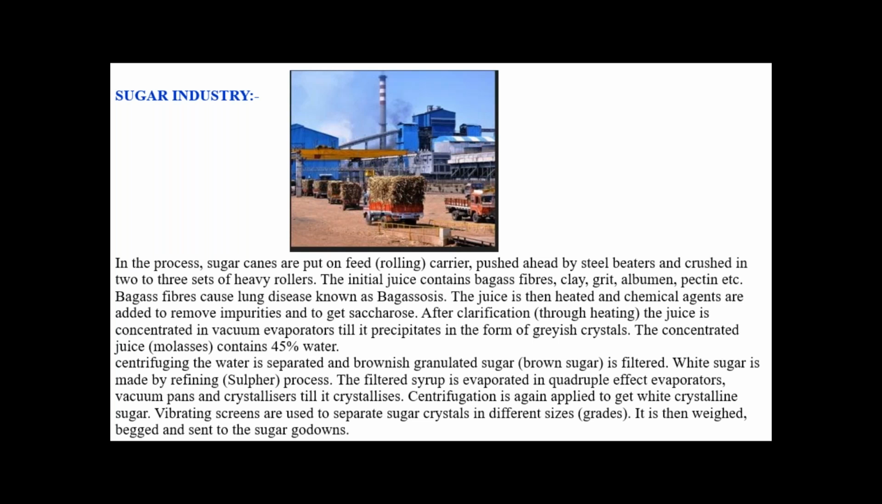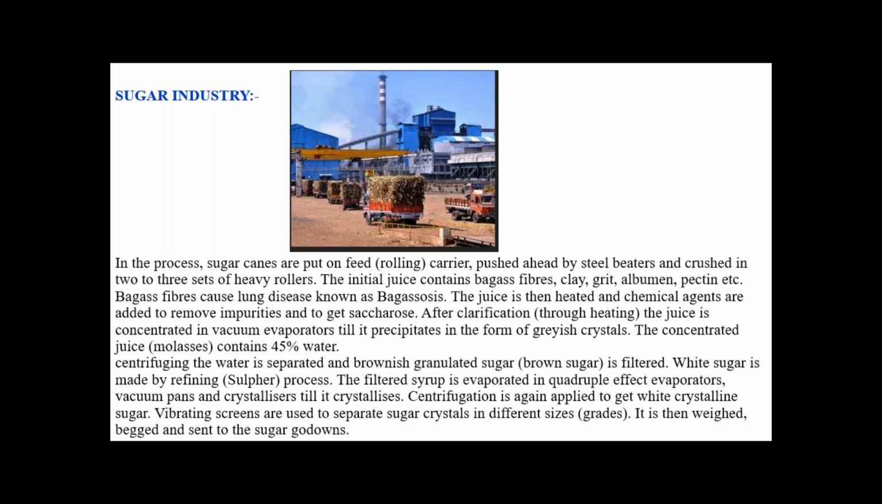Then the next step is that the juice is heated and chemical agents are added to remove the impurities and to get the saccharose. Sometimes we also use sulfur to convert the sugar into crystal white color. Likewise, different chemicals can be used to remove the different impurities in this process.